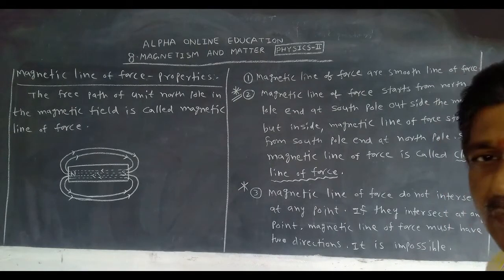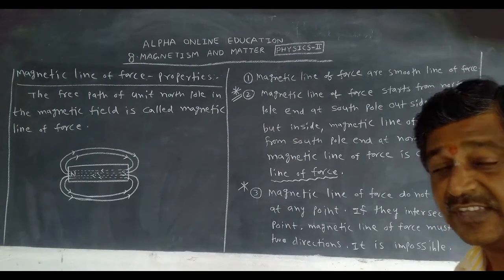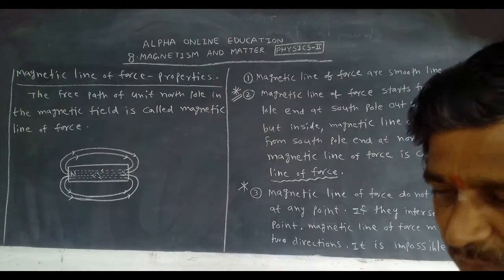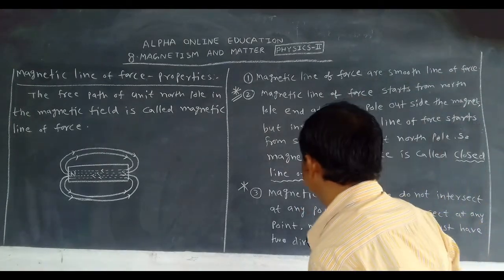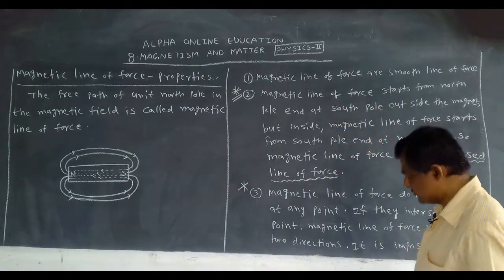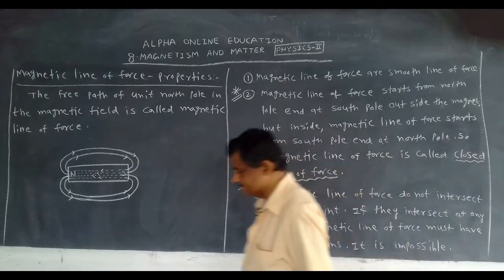Why? Already this topic we studied under electrostatics, electric line of force. But here it is magnetic line of force. In the 4th chapter, we studied electric line of force, but this is magnetic line of force. Now, what is the second property? Magnetic line of force starts from north pole.